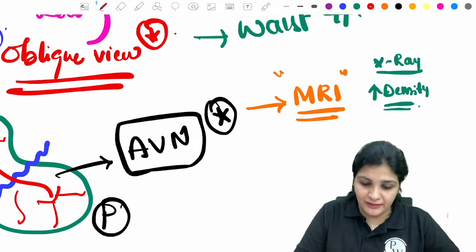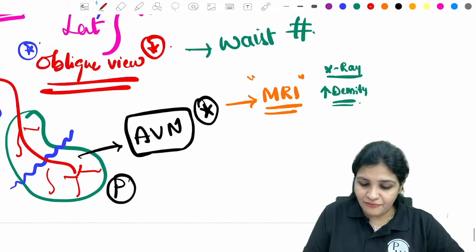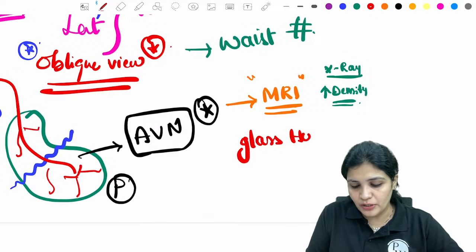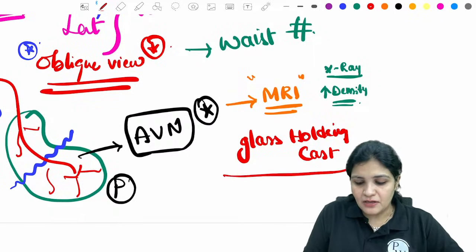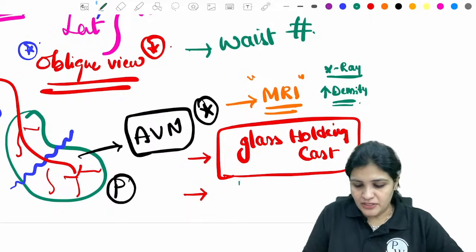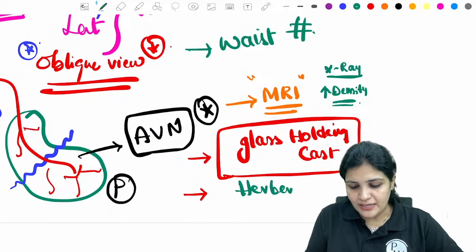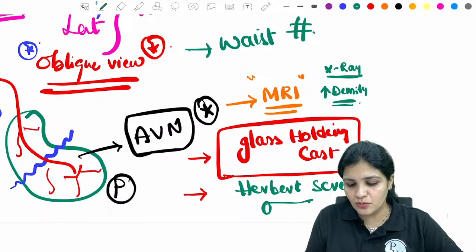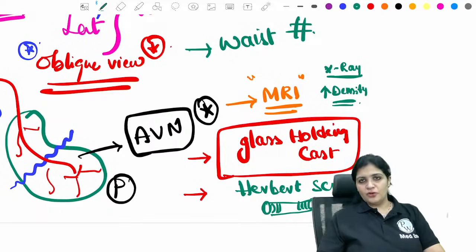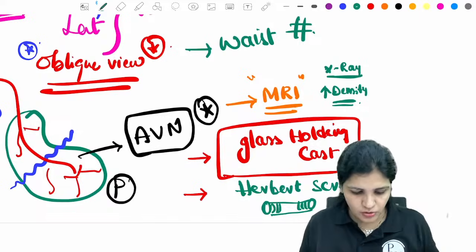And how do you treat it? Treatment of scaphoid injuries is by the glass holding cast. I've told you the glass holding cast is the conservative treatment, right? And if you go for fixation, you can use a screw called the Herbert screw. These are headless screws, and threadings are there on both sides. So this is the screw which is used for fixation of scaphoid fractures. So this is about the scaphoid.